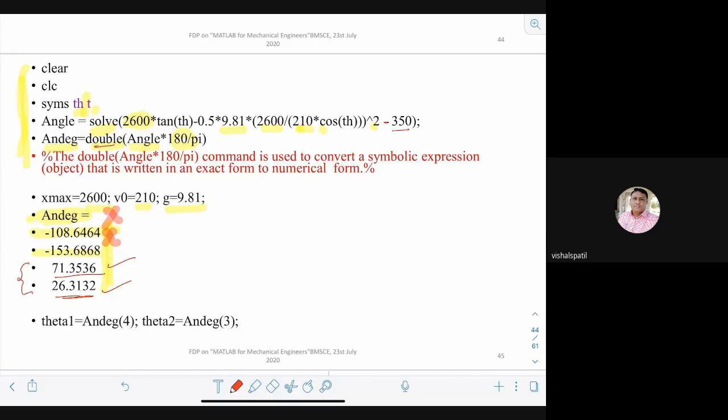Therefore, you define the 2 angles. Theta 1, the angle at which it can be fired, is angle degree of 4. How did I get this 4? Only because of this output. I noticed that this is the first angle that I can take, as angle degree of 4.